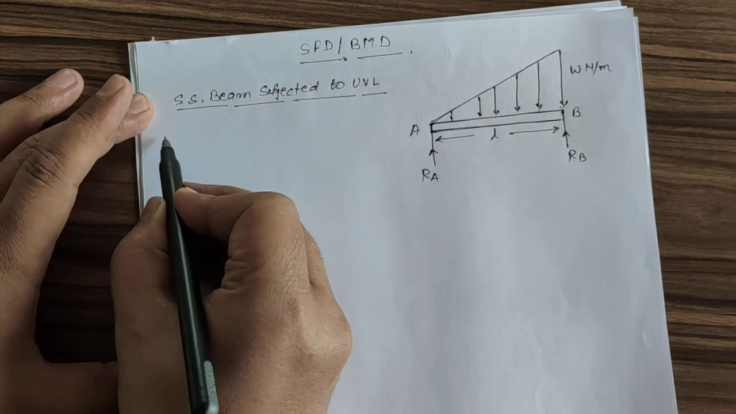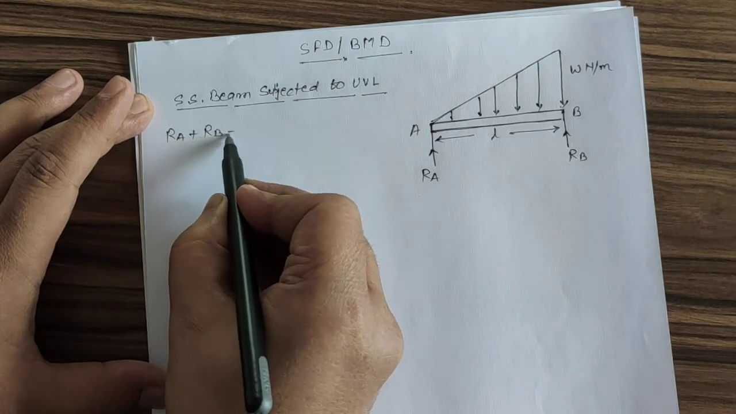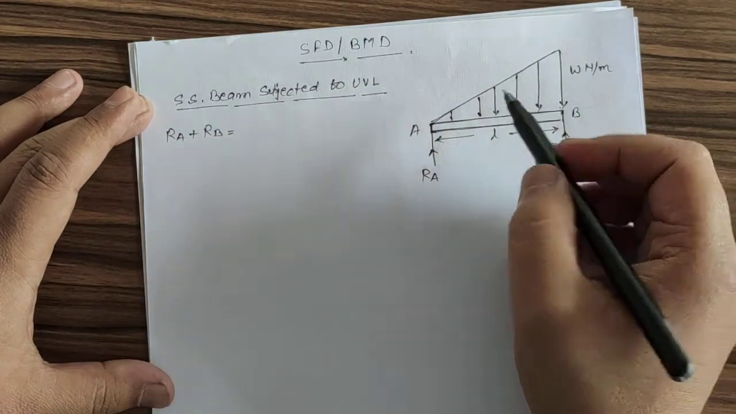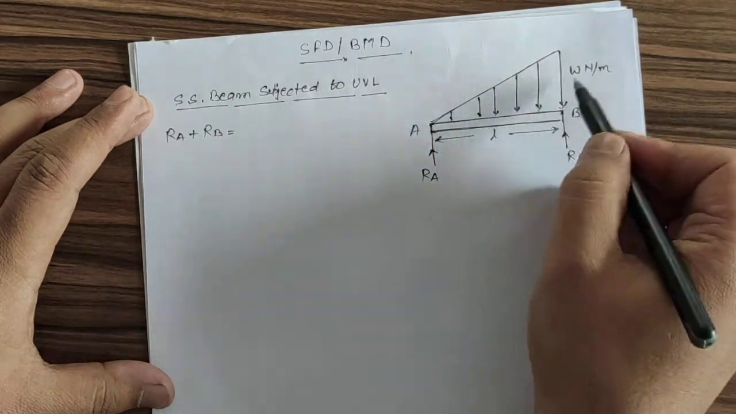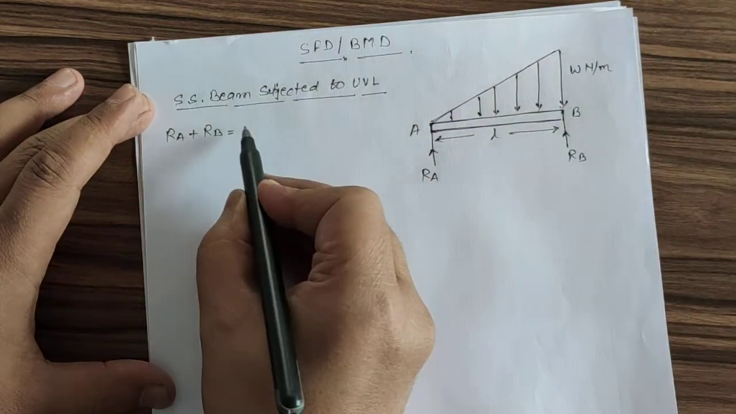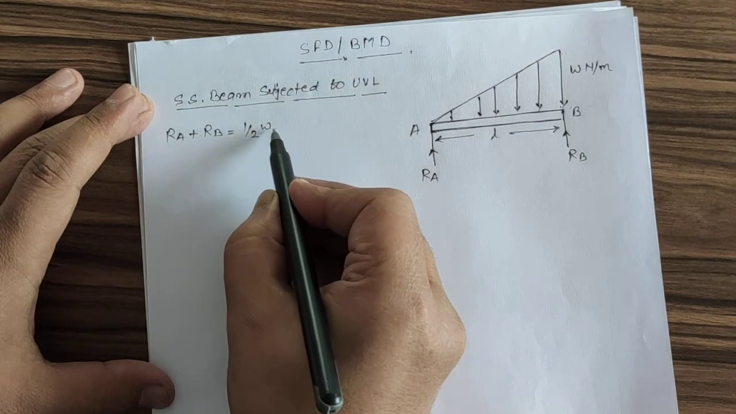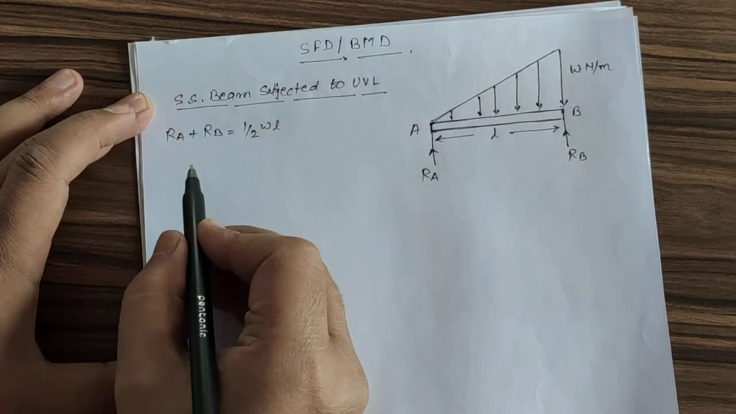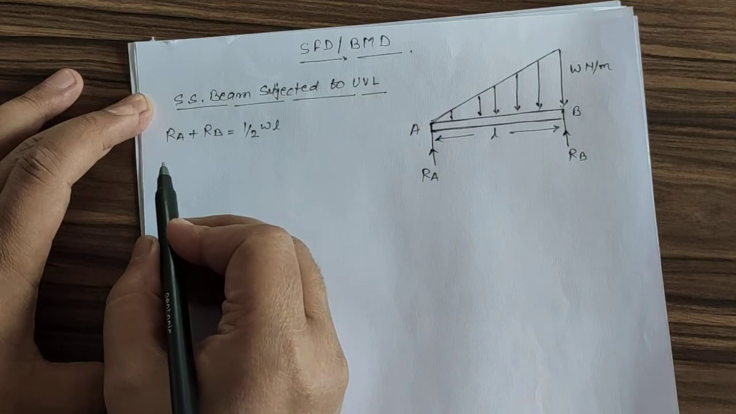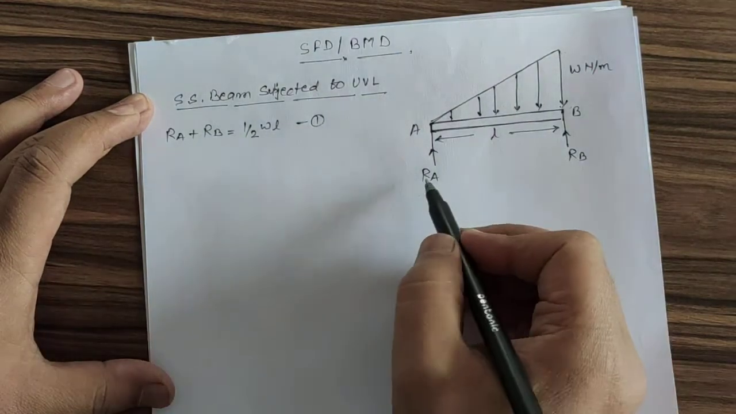So, from here we can say that R A plus R B equals the total vertical load. Total vertical downward load is the area of this triangle, and the area of this triangle is 1 upon 2 base into height. Height is W and base is L. 1 upon 2 base into height. Okay. This is the first equation. The second equation will be moment about any point.